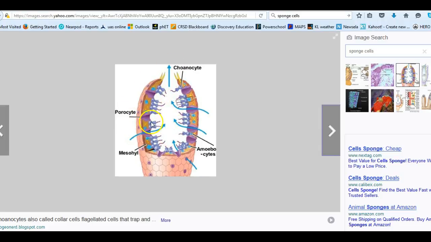So we have these pores here, and then we have these little flagella here. They move back and forth. That causes a path of water to start flowing, because of those flagella. And then when that happens, pressure changes, it pulls water in, and whatever the water has, oxygen, food, those are then absorbed through the cells here, the amoebocytes, and these amoebocytes also get rid of waste as well. So that's kind of the basic sponge.